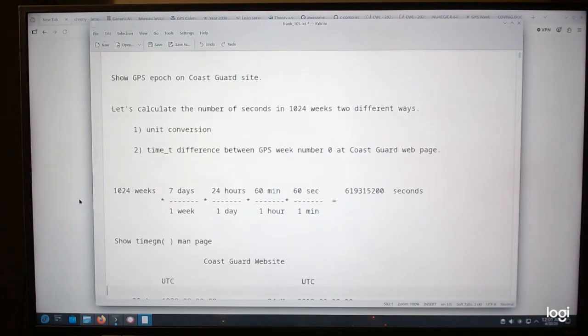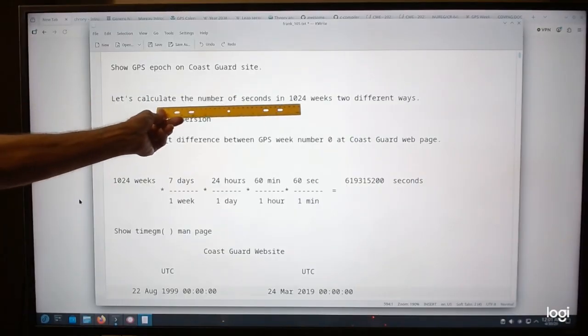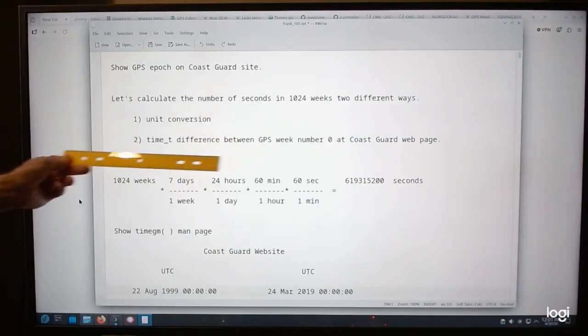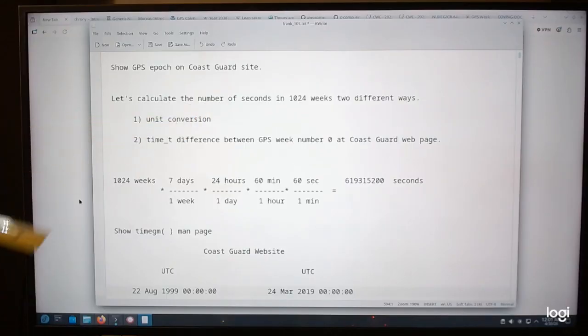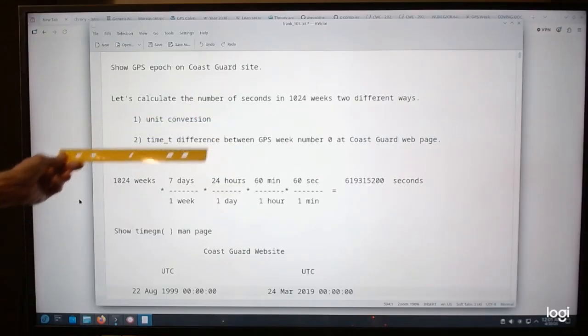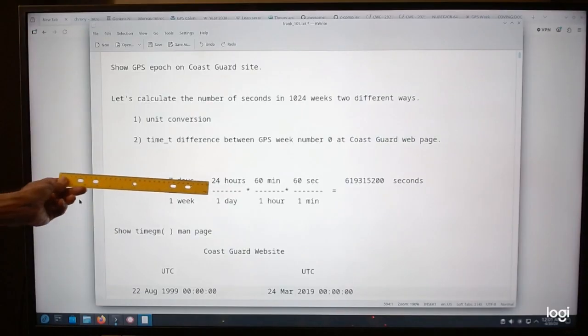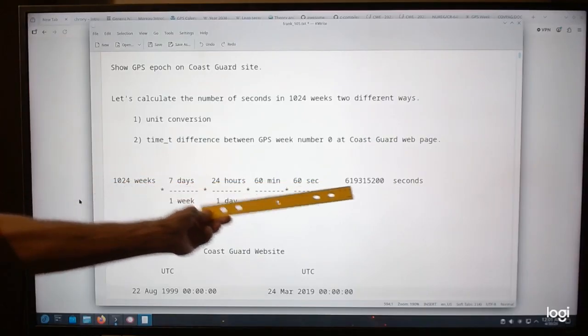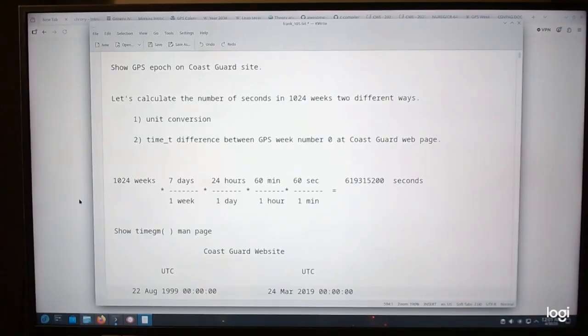Now, those 1024 weeks, we can calculate the number of seconds in two different ways. One is unit conversion. I have 1024 weeks times 7 days, 24 hours, 60 minutes, and I get 619 million seconds that way.